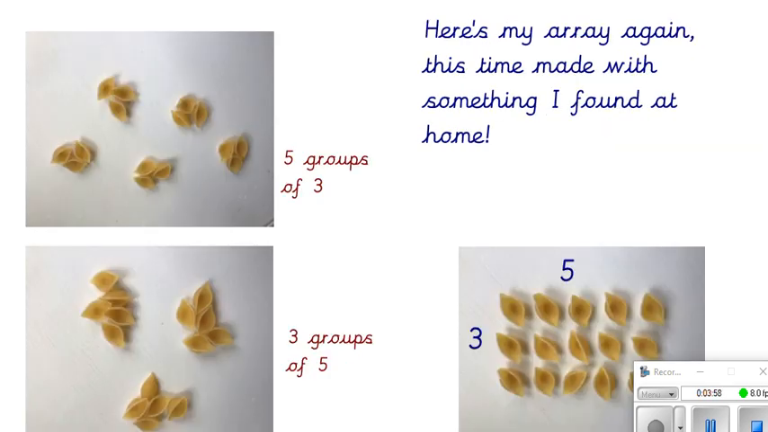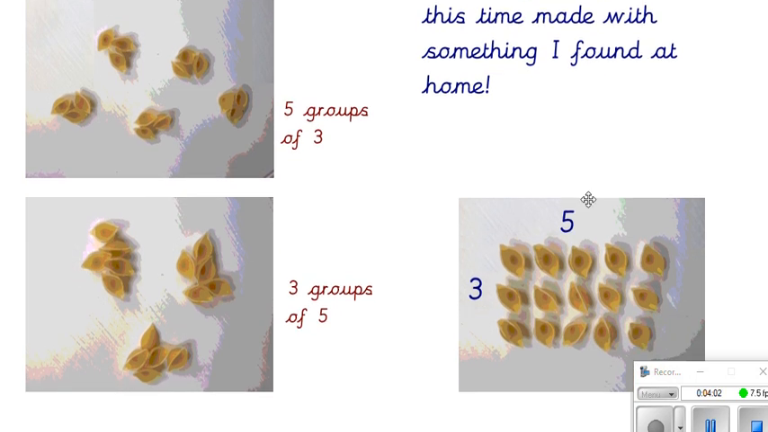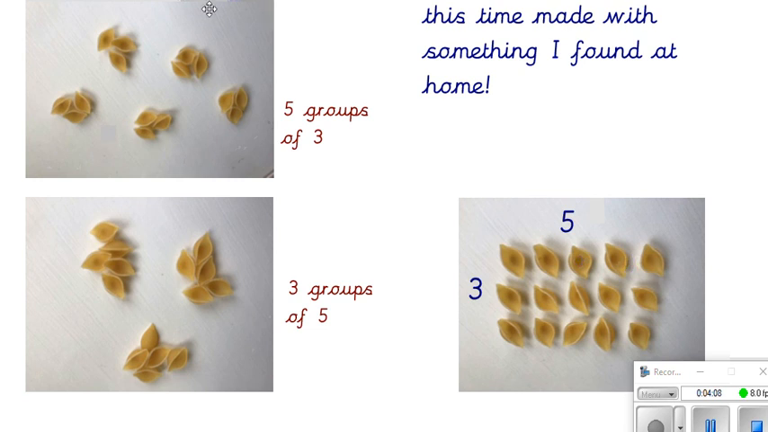Here's what I could find at home. Here's the same array down here, 5 times 3, and I've used some pasta shells because I had lots of those. So I've got 5 groups of 3 here. Same thing, 3 groups of 5, that's 15 as well. And here it is again shown as an array.